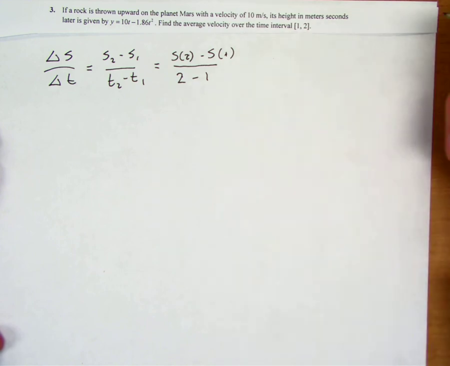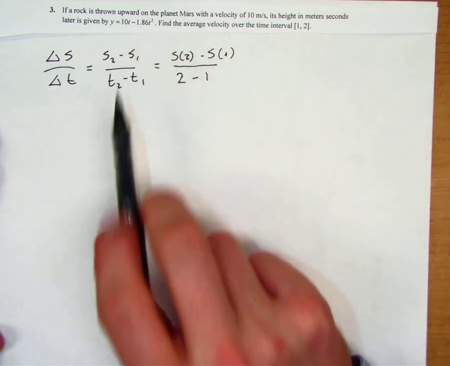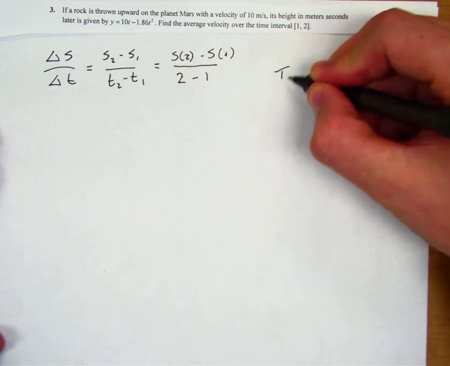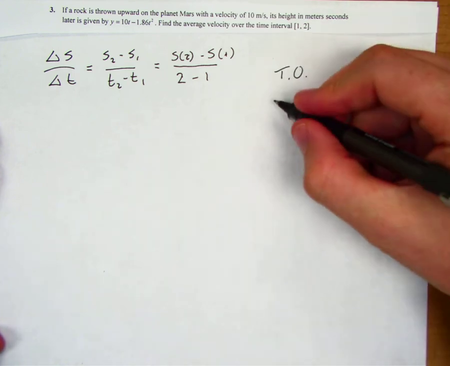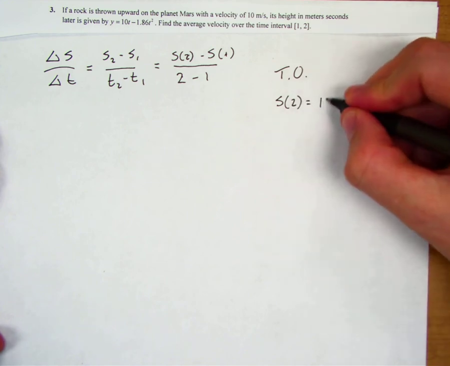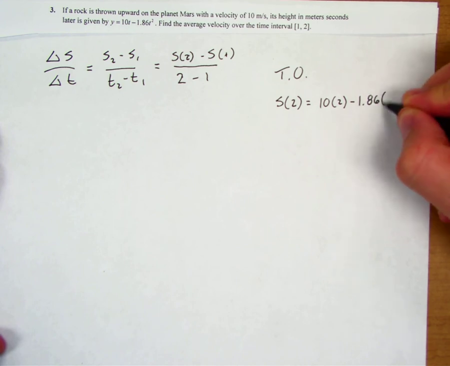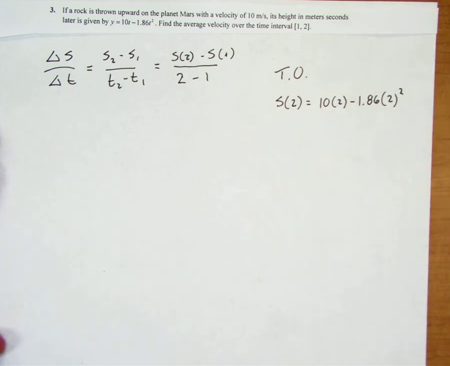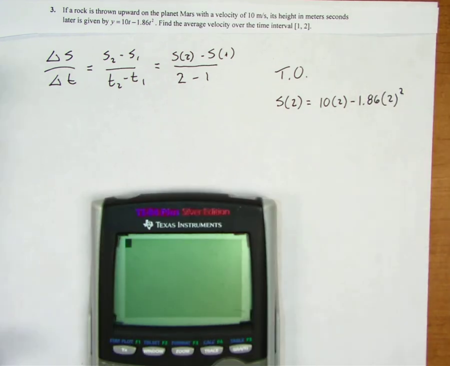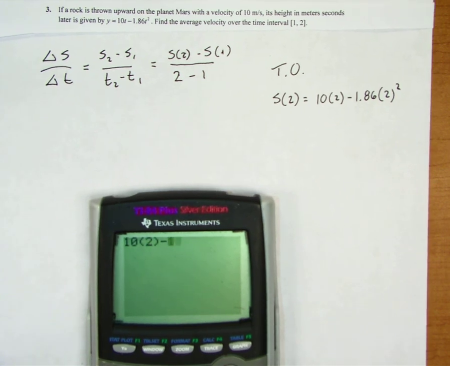Alright, so now there's a couple different ways we can do this. We could go ahead and plug these in straight in the stream of the problem, but I like to go ahead and do what I call a timeout. So I come over here and figure out s of 2. Now that is 10 times 2 minus 1.86 times 2 squared. So, taking out the calculator, 10 times 2 minus 1.86 times 2 squared.